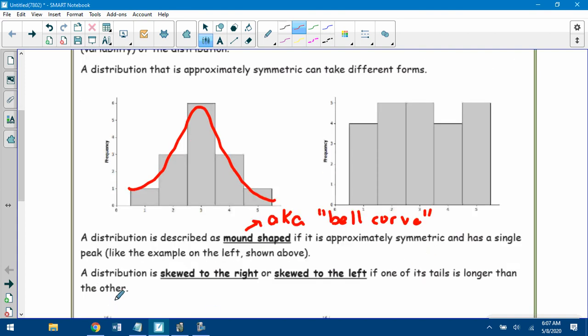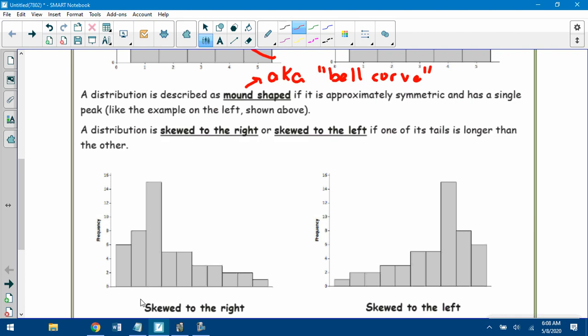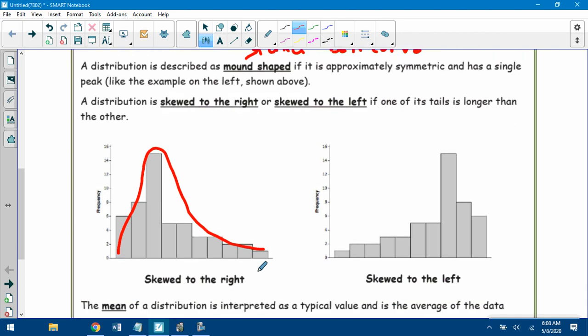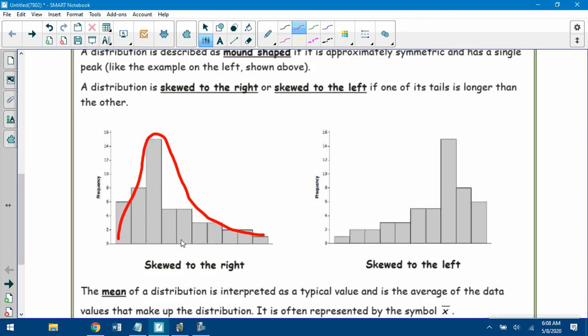Okay, and then we also talk about distributions being skewed. A distribution is skewed to the right or skewed to the left if one of its tails is longer than the other. Now that can be a little misleading. If I kind of connect the dots here, people might think that that's skewed to the left because more of the graph is on the left, but skewed means there's some values over here, in this case extreme high values, that are pulling the average and median and things like that of all the data to the right. So it's skewed to the right because there's some values on the right that are affecting most of the values.